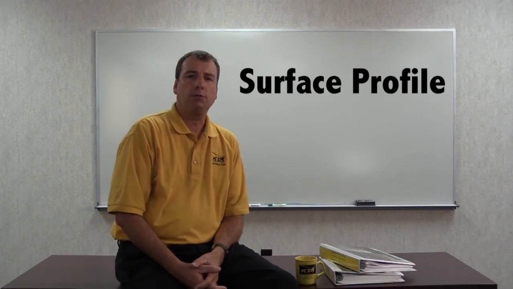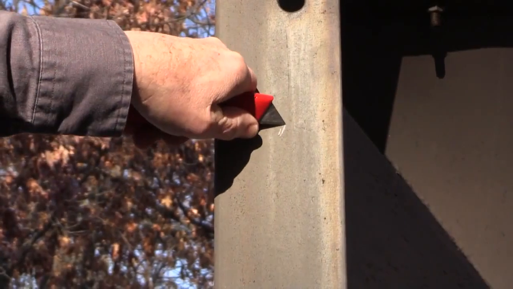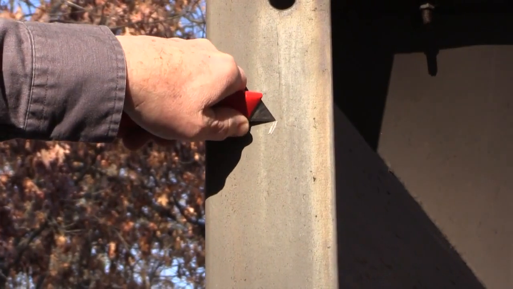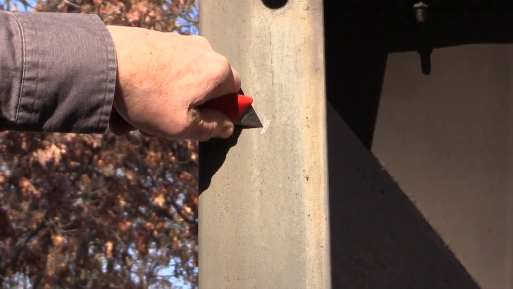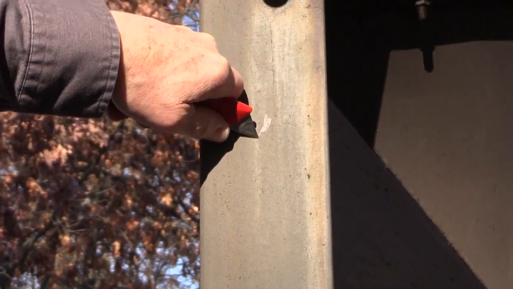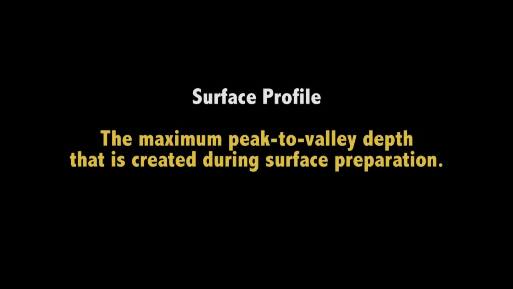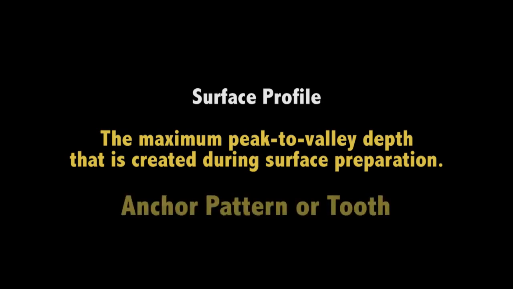Surface profile refers to the texture created on a metallic surface by abrasive blast cleaning and by some power tool cleaning methods. The adhesion of the coating system to the underlying surface is greatly enhanced by generating a surface profile in the steel. That is why project specifications often require you to not only clean the surface, but to roughen it as well. Surface profile is defined as the maximum peak to valley depth that is created during surface preparation. Surface profile is also referred to as anchor pattern or tooth.